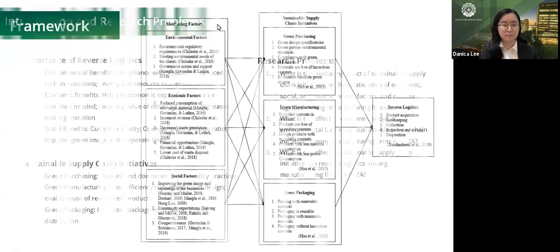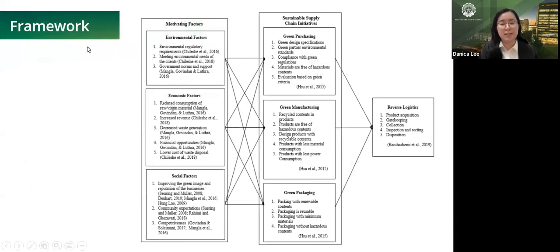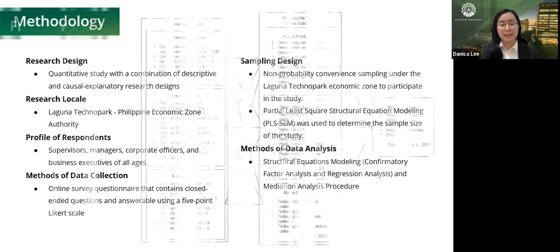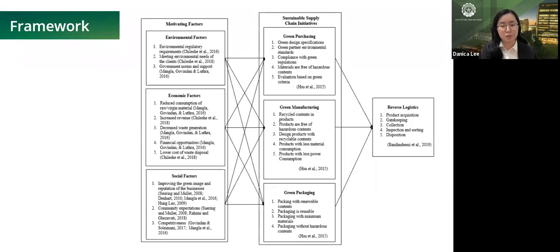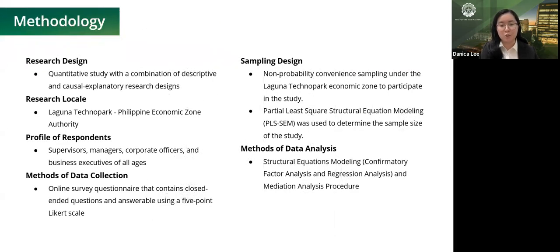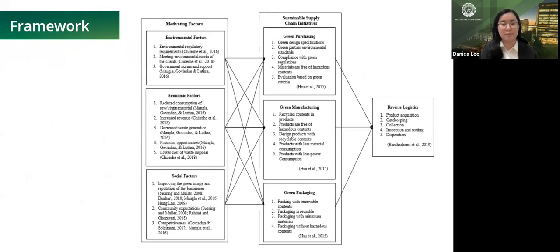Next slide, please. The operational framework of the study lists the measures of the variables. The dependent variable is reverse logistics, the factors are the independent variables, and the sustainable supply chain initiatives serve as the mediating variables. Our research focuses on testing the mediating role of the initiatives on the economic, environmental, and social factors in influencing the implementation of reverse logistics. We use the reverse logistics activities, gatekeeping, collection, inspection, and disposition to measure the dependent variable. The mediating variables were measured based on green purchasing, green manufacturing, and green packaging. Next slide, please.